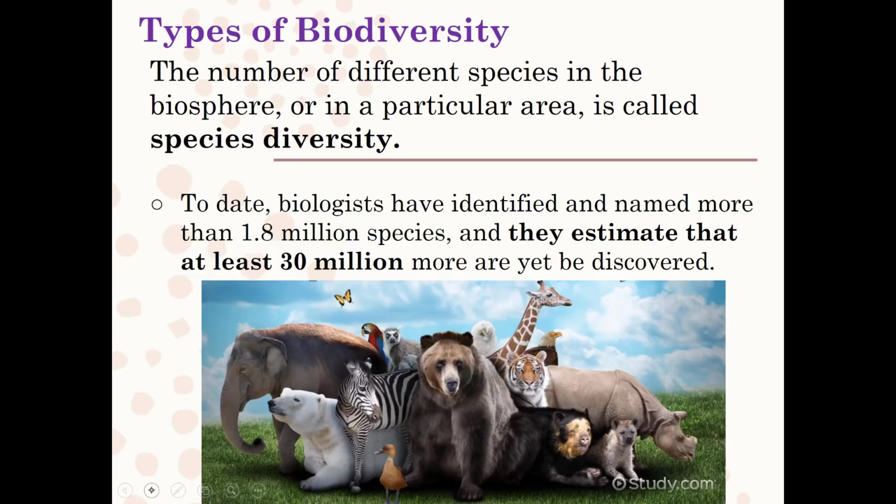Now, when we look at species diversity, again, diversity just means the variation. So we're just looking at the number of different species that are either in the biosphere, or we might look at a specific area. It just depends on what level we want to look at. But really, we're looking at all the different species that are present in whatever area we're studying. Right now, biologists have named about 1.8 million species, and realistically they think that there are still about 30 million that have yet to even be discovered. So we still have a lot of work to do on looking at the variety and the diversity of species we have in our world.